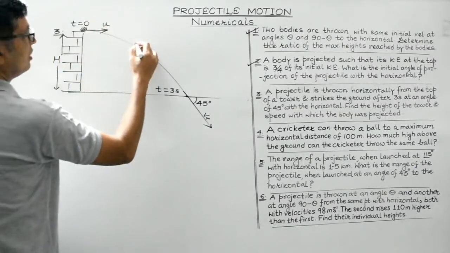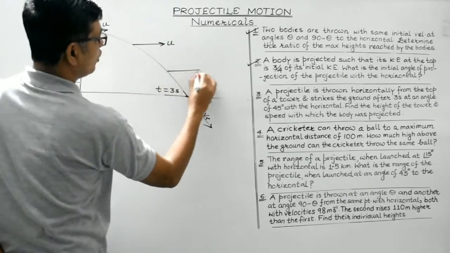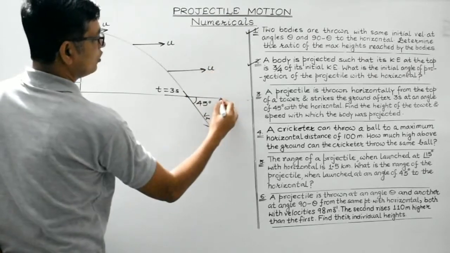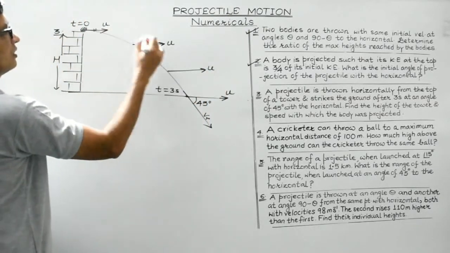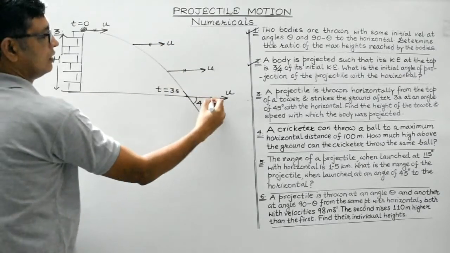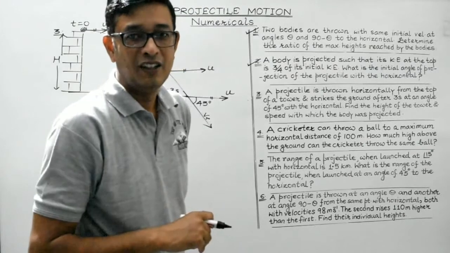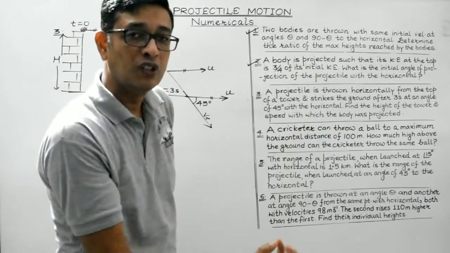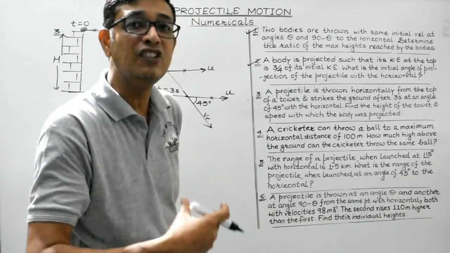Now, as I mentioned time and again, projectile consists of 2 independent motions, horizontal and vertical. Horizontal motion it covers with uniform speed. That is, the horizontal component of velocity will remain constant. So this will be u only. So horizontal component of velocity remains same. And vertical motion is under the influence of gravity.